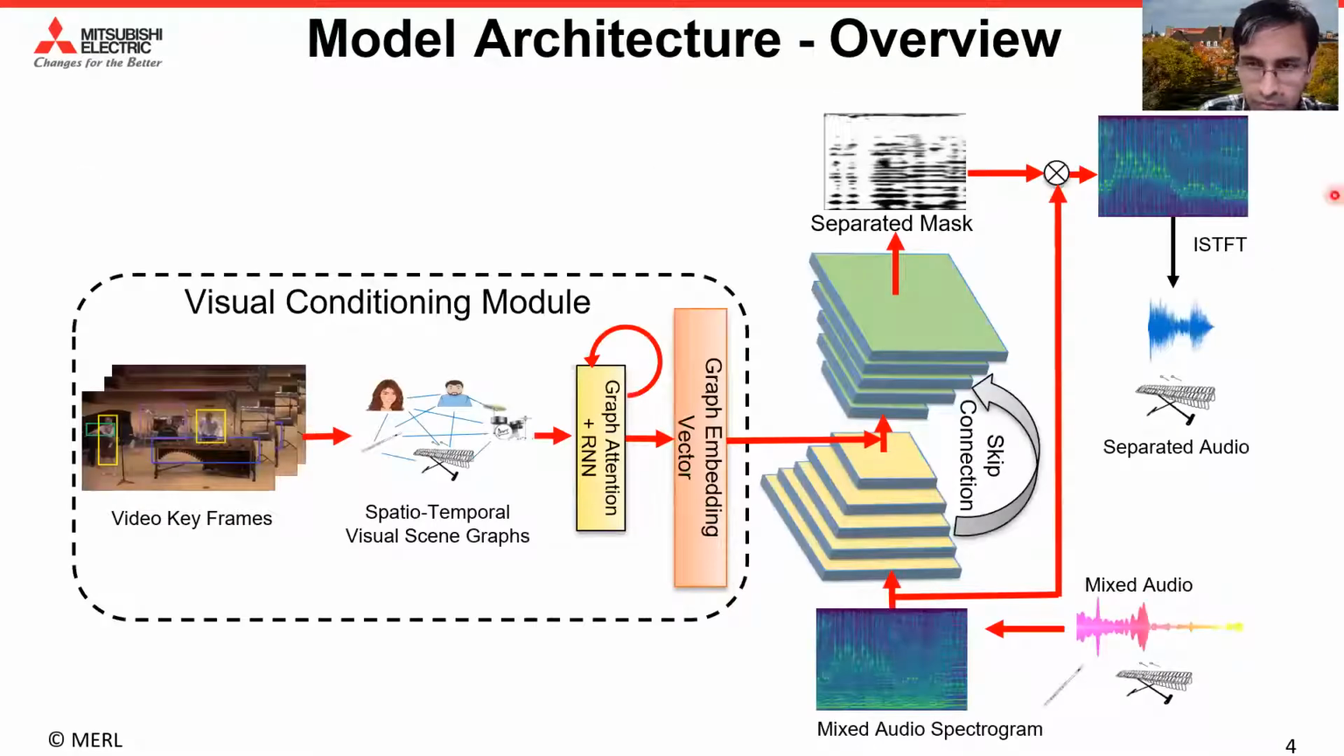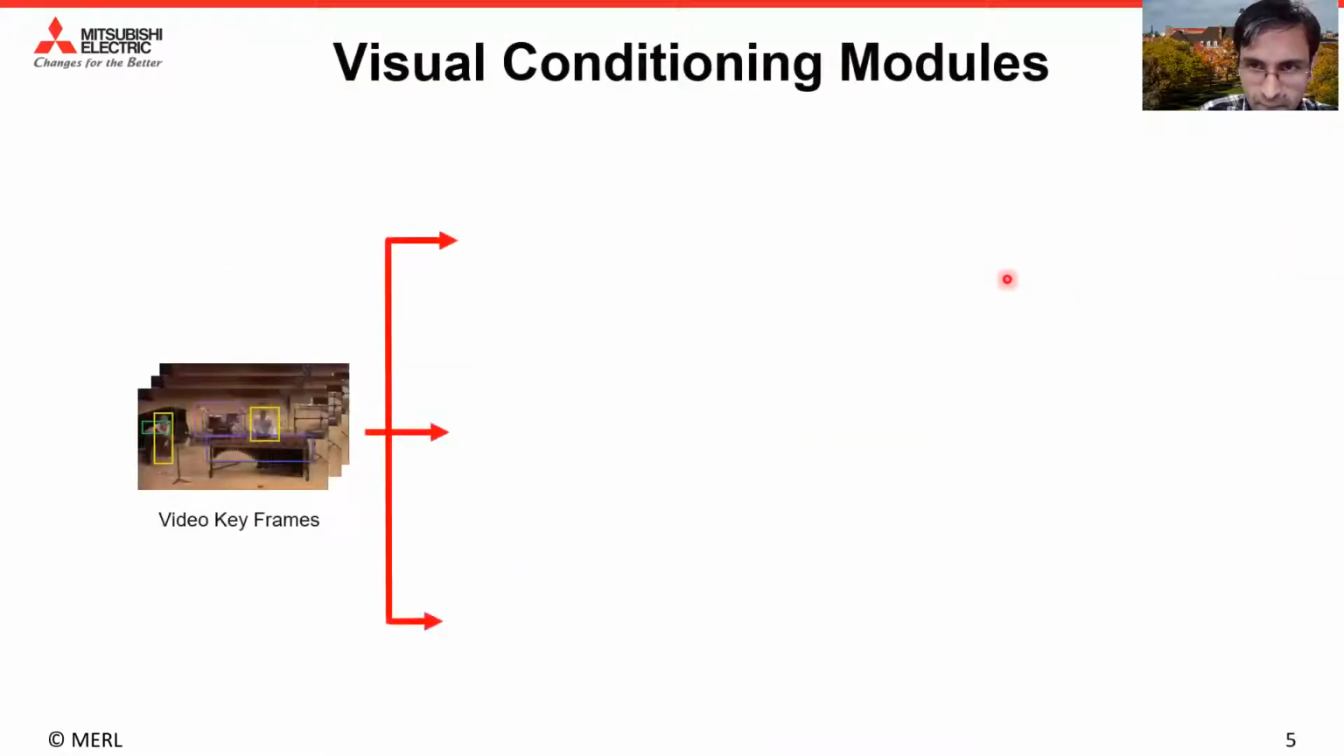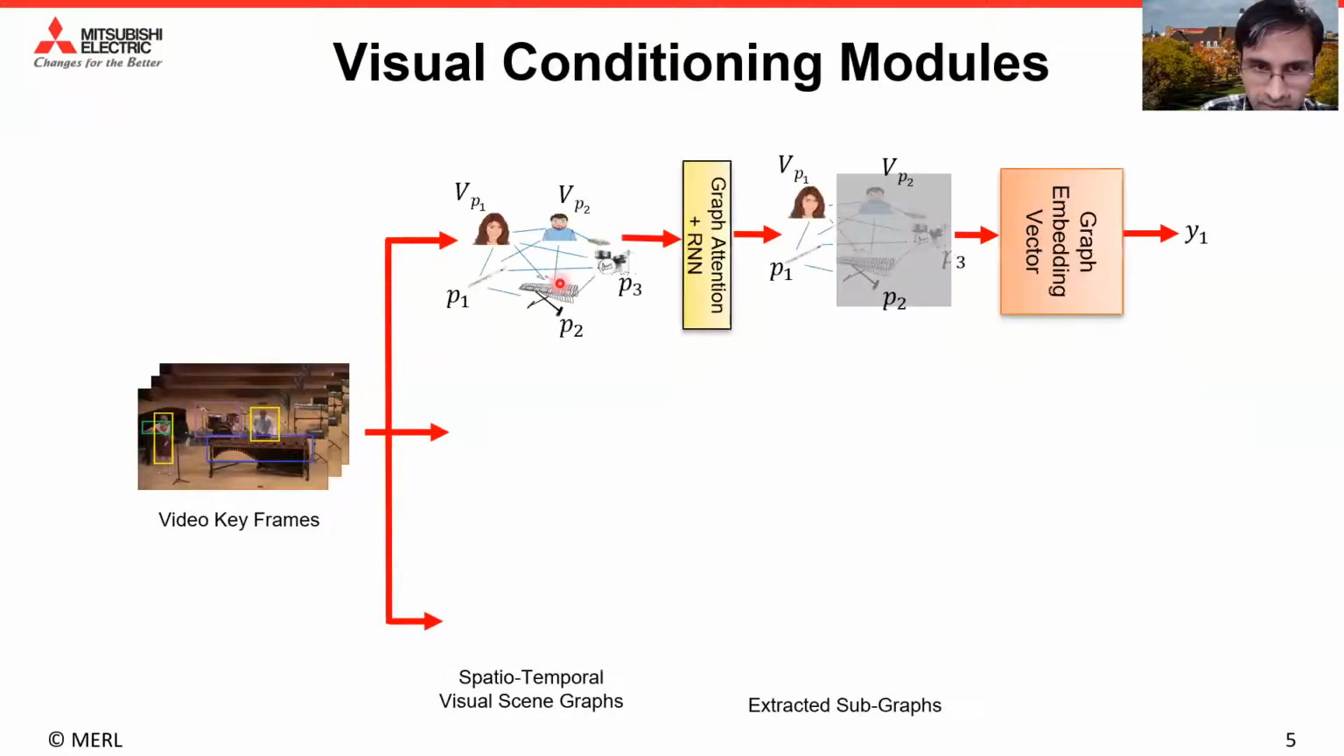Here we show an overview of our model's architecture, showing the two key components of the network: the visual conditioning module and the audio separator network. Given the frames of an input video, the visual conditioning module first constructs a fully connected graph with potential sounding objects as the nodes of the graph. These are known as the principal objects of the graph and are denoted by P_i in the graph. Additionally, the node set of this graph is augmented by adding the context nodes corresponding to each principal object node. These are denoted by VP_i in the graph.